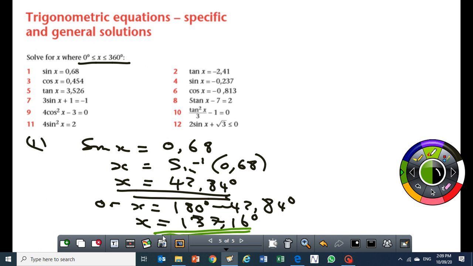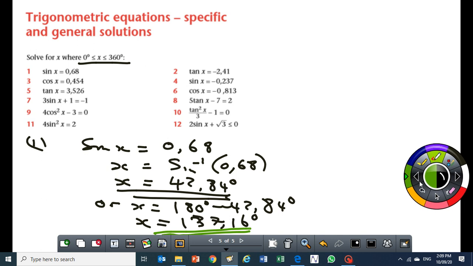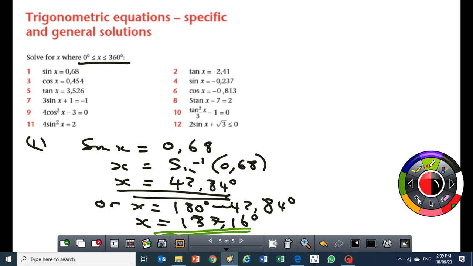Let's take one with a ratio which is negative, like number 6: cos x equals minus 0.813. Let me do it at the top. So we have number 6: cos x equal to minus 0.813. Now, you can see that the ratio is negative.